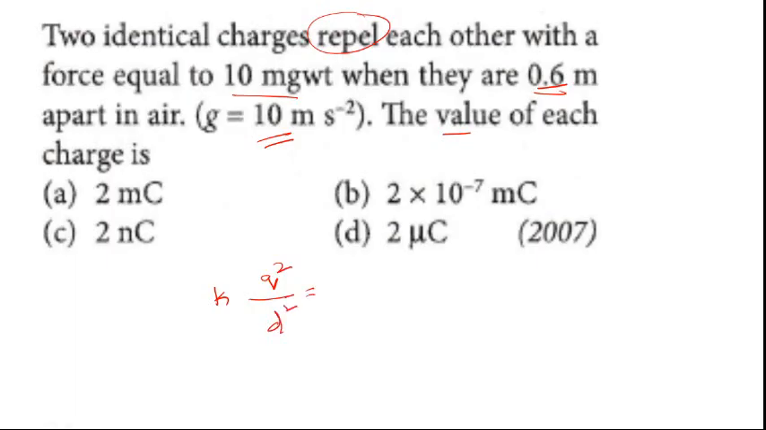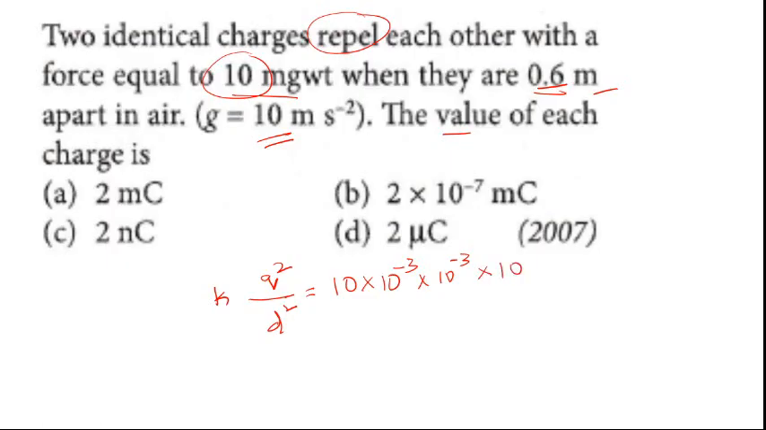equal to 10 milligram weight. 10 milli is what? Milli means 10 to the power minus 3. Gram, it is a gram. D is in meter, so you should convert this into kg. 1 gram is 10 to the power minus 3, 1 by 1000th of a kg. So this is milligram weight. Milligram weight is mg. So g is 10.